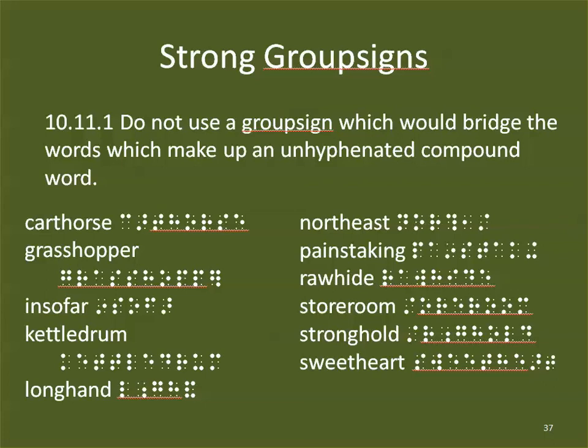Rawhide, we're not using the WH contraction. Storeroom, we're not using ER. Stronghold, we're not using GH. And sweetheart, we're not using TH or THE.